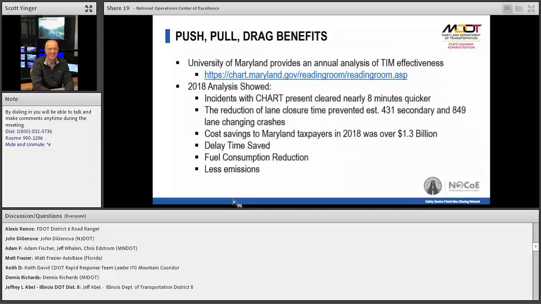Some of the benefits. This is an interesting part of this that keeps our program sustained. We developed an early relationship with the University of Maryland early on in the CHART program, and they take our data from our advanced traffic management system and analyze it every year as to the effectiveness of the CHART program. And those reports are open to the public. If you go on the CHART website, there is a hyperlink there for you. You go to our reading room.